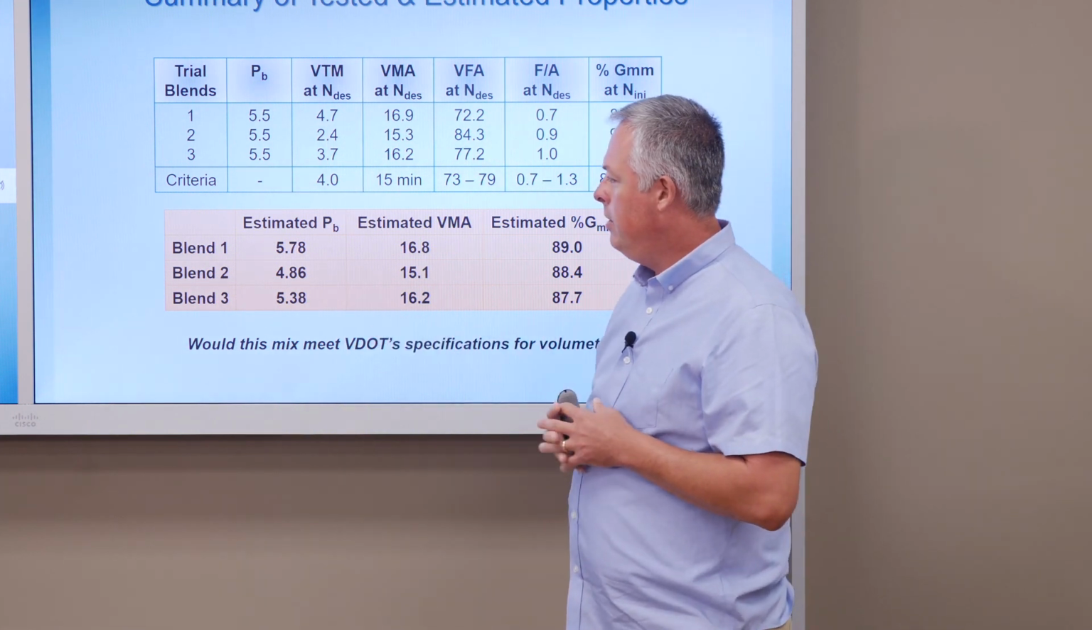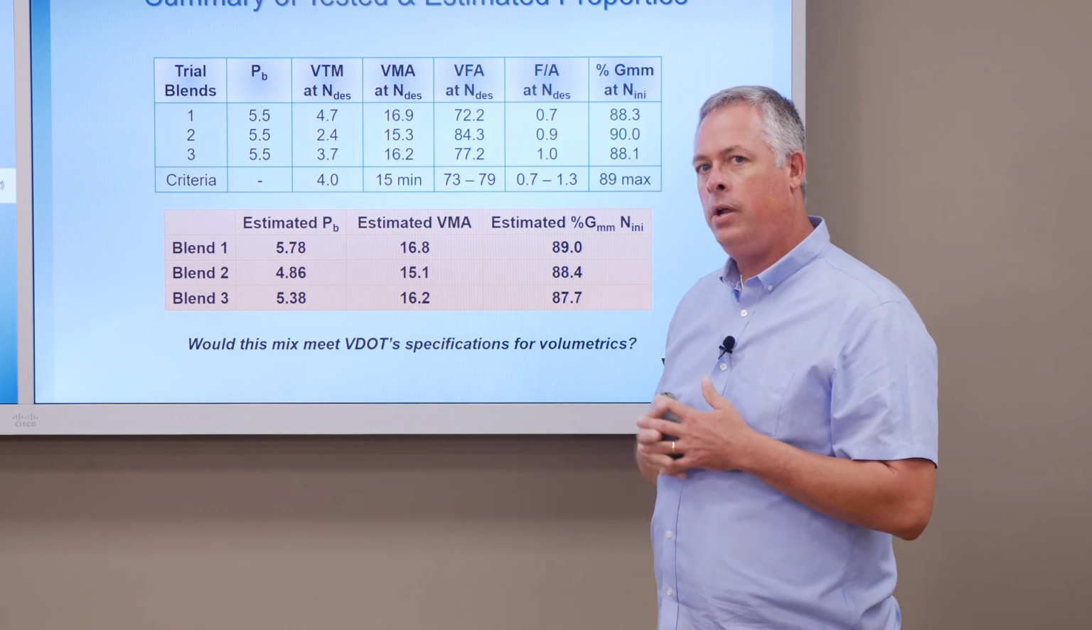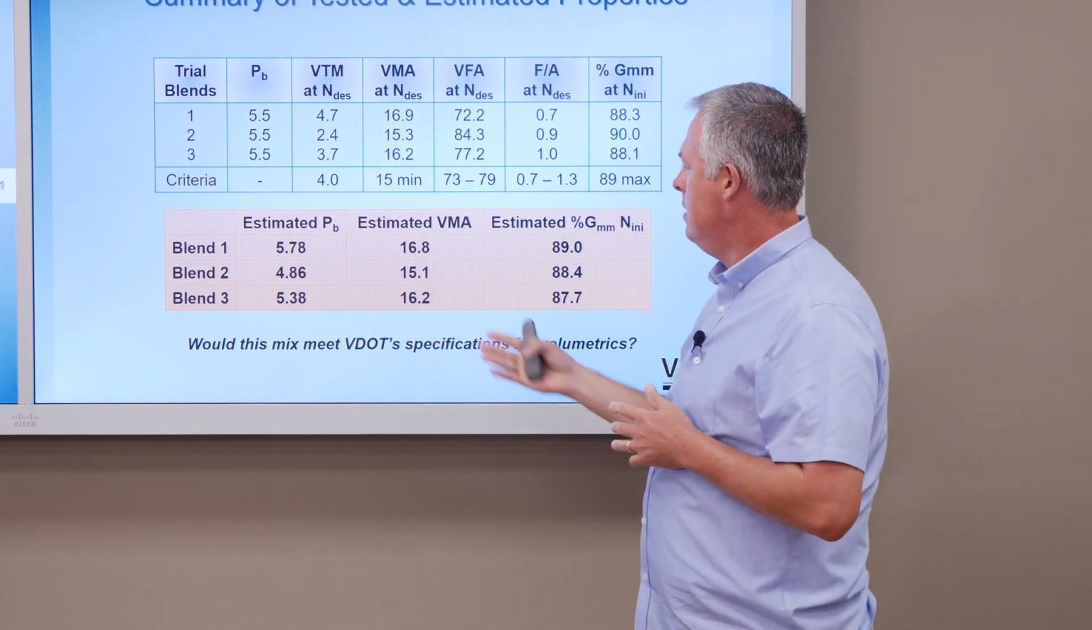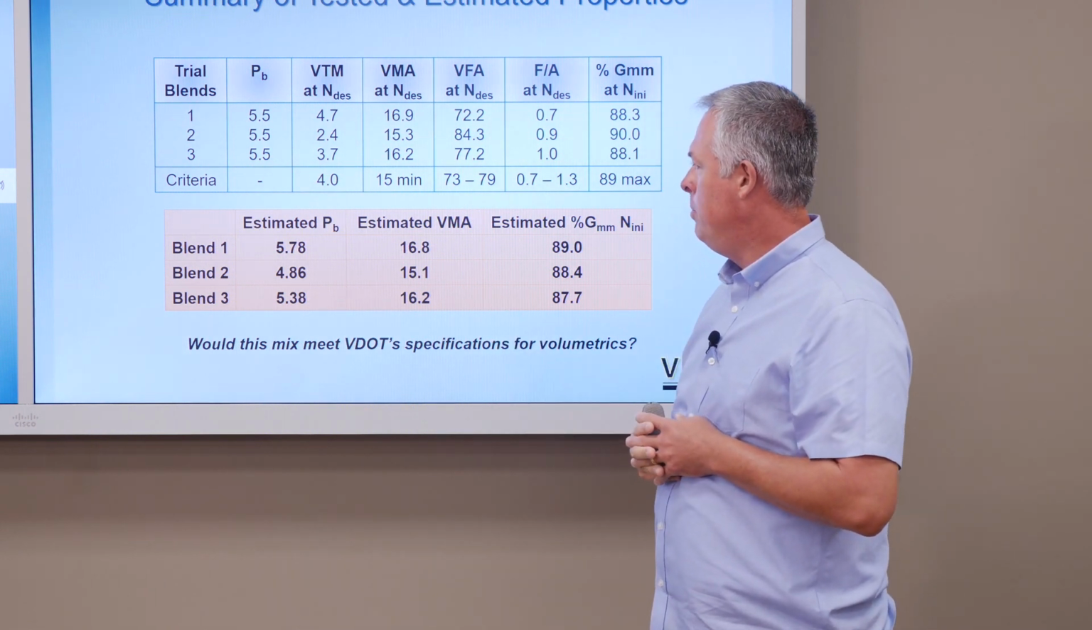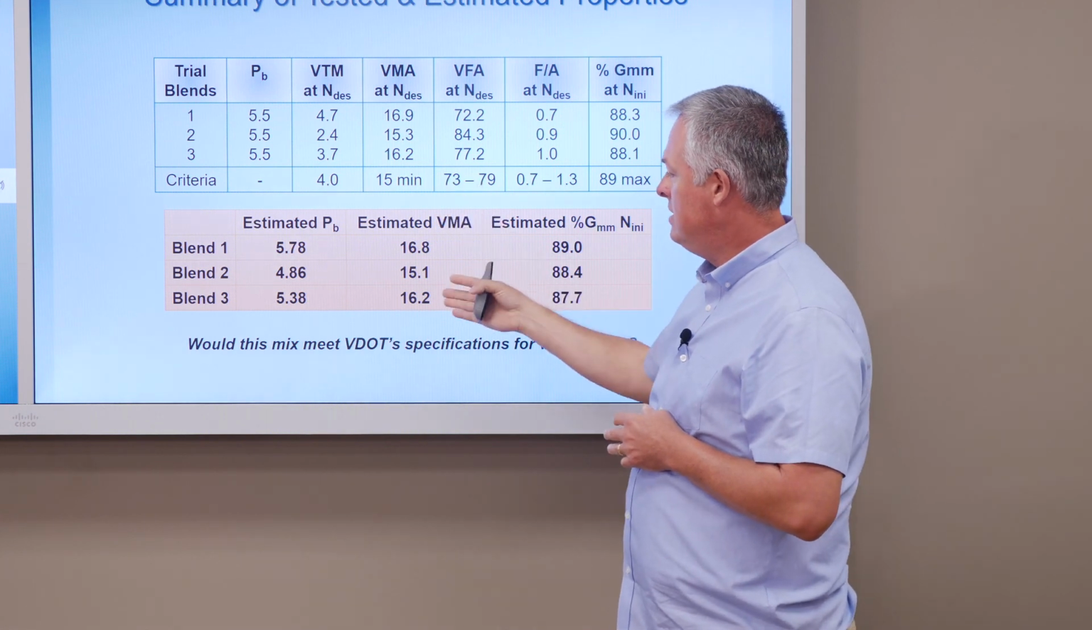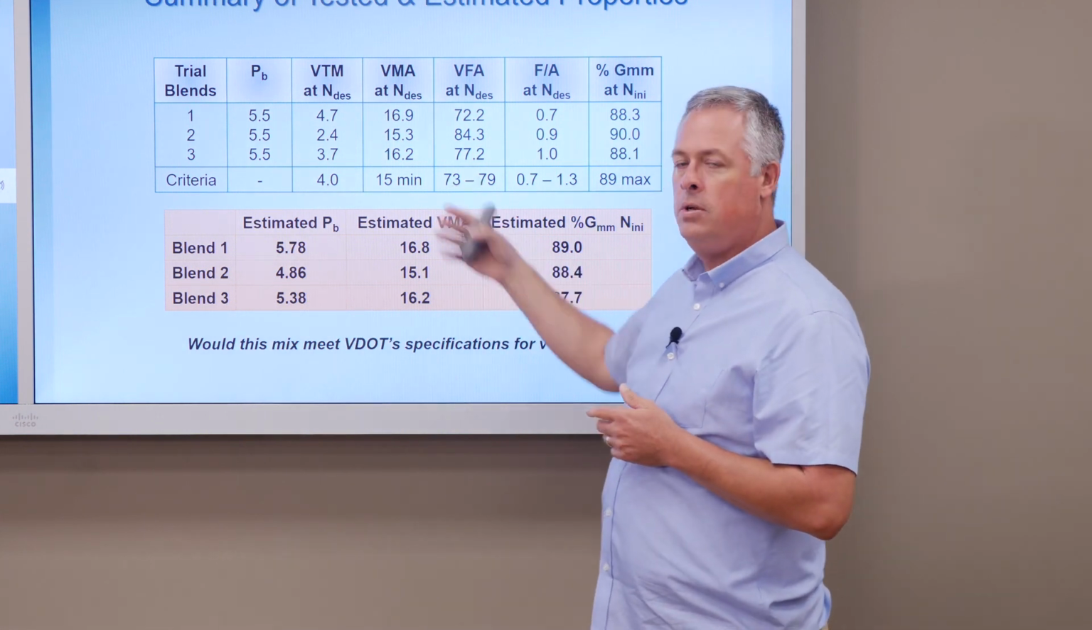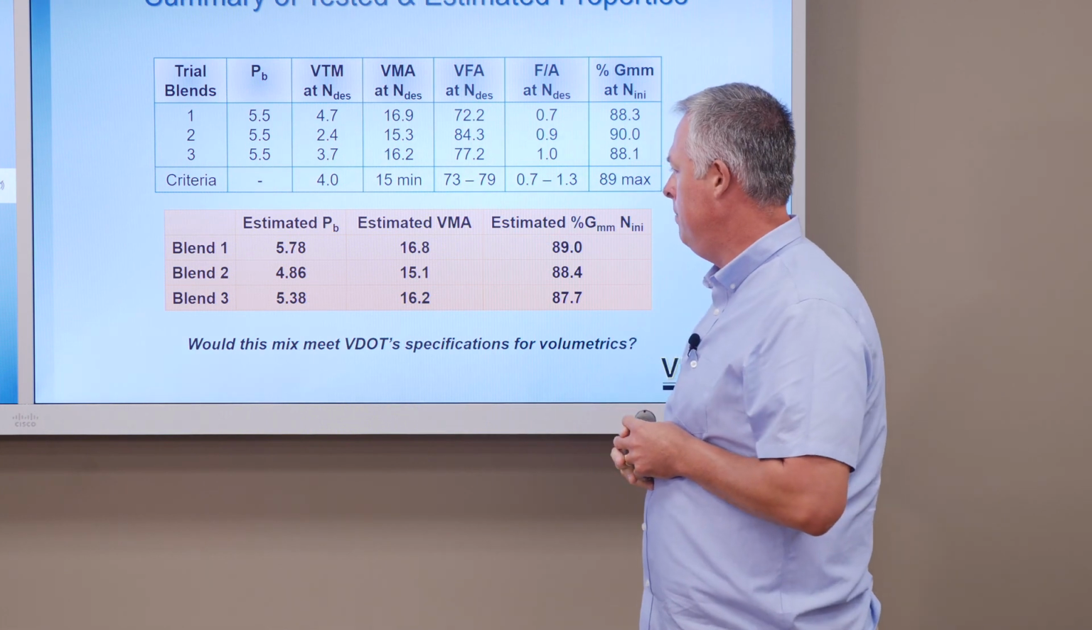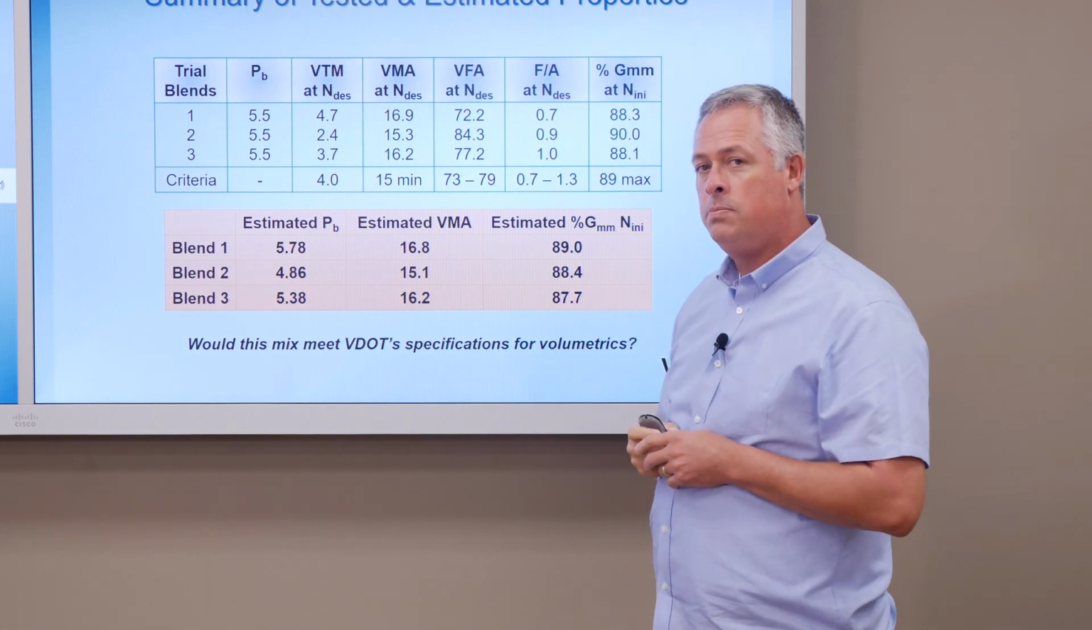So blend 3, we're at about a 5.4, which seems like a pretty good target for a 12.5 mix. The estimated VMA is 16.2, which is really good. It's solid. If it drops 0.5%, we're still well above our 15% minimum. So in this case, we're going to choose blend 3.